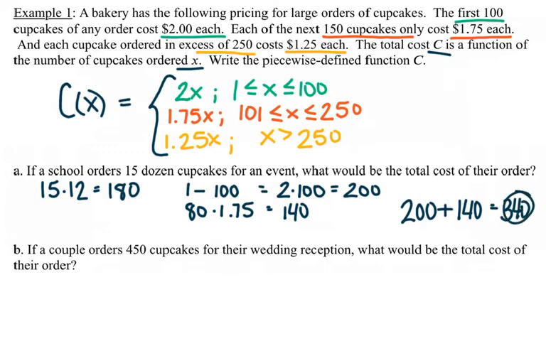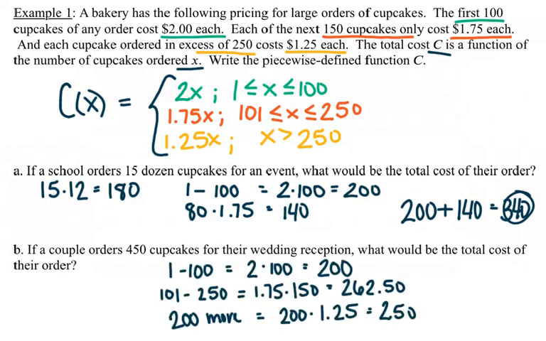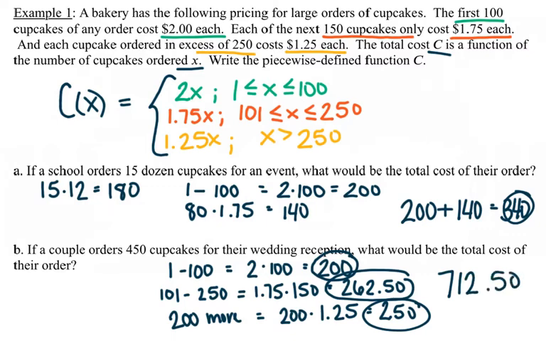Alright, now you pause the video and try the second one. So 1, 2, 3. Okay, so if I order 450 cupcakes, the first 100 are $2 each, so I get $200. The next 150 that I order are $1.75, so I would spend $262.50. And then because I'm doing 450 in total, that means 200 more. So 200 times $1.25 is $250. And if I add all 3 of those together, I'm going to end up spending $712.50. Okay, so hopefully you got those right. If not, hopefully you can find your mistake. And if not, you can send me a message.